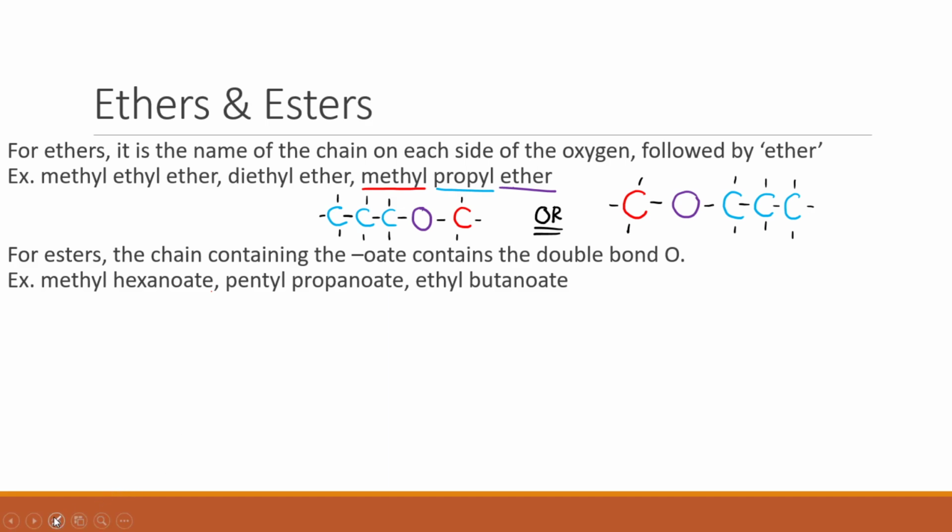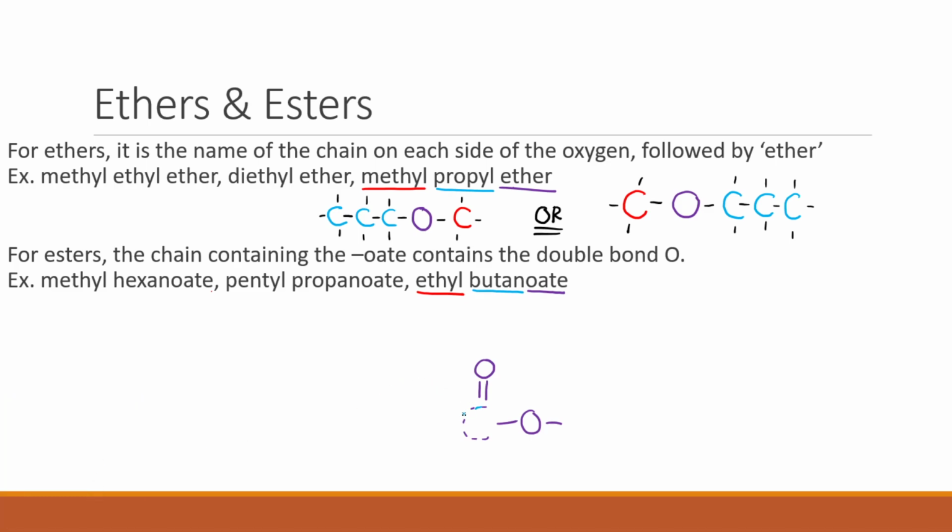For this one, let's keep our same pattern here: red, light blue, and purple. The ending oate tells you that it is going to be an ester, which tells you it is going to be that functional group.